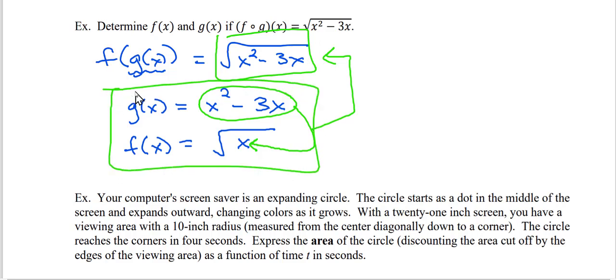G of x is that x squared minus 3x. F of x is just the square root of x, such that when I replace that x in f with x squared minus 3x, I get that composition. It's the idea of the inside function being that x squared minus 3x, the outside function being the square root.